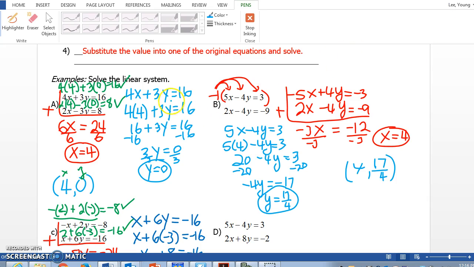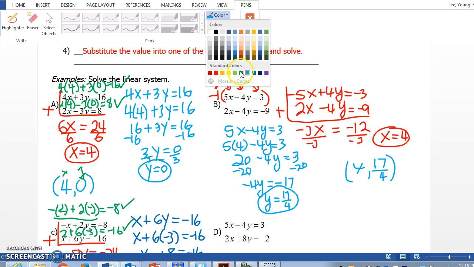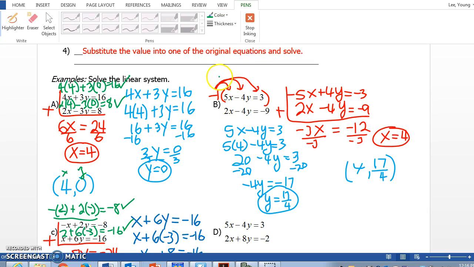Everyone grab your calculator. Make sure you put it in your calculator as it is. Can we put the fraction in your calculator? Yes, you can. So 5 times 4, parentheses, 4 minus 4, parentheses, 17 over 4. To see if it's equal to 3, you have to end up with the 3. And you're going to do the same thing for the bottom one. Please pause the video and go ahead and do that.